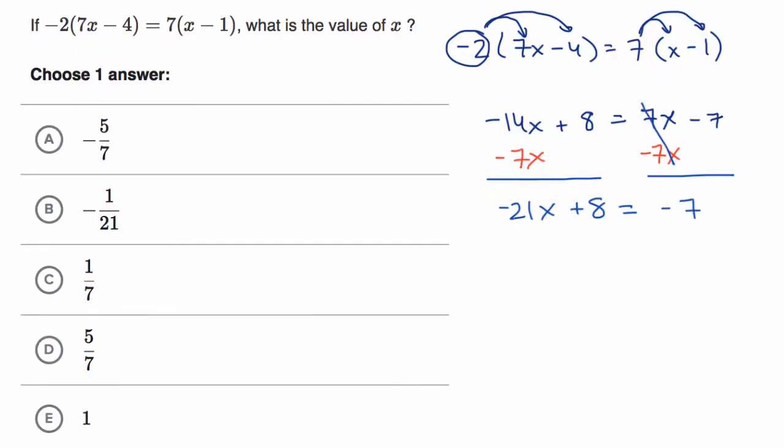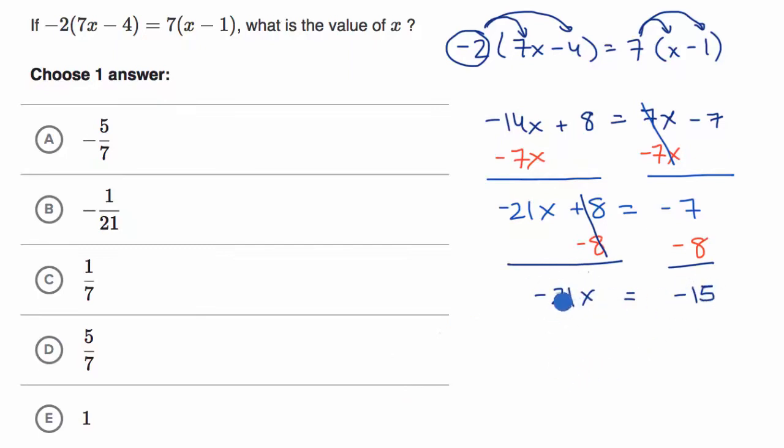And now we want to get rid of this positive 8 on the left-hand side. Well, we can subtract 8 from the left, but if we do that, we have to subtract 8 from the right as well. And so this is going to give us, on the left-hand side, we have negative 21x. These cancel out. That's equal to negative 7 plus negative 8 is negative 15. So now all of our x terms are on the left-hand side, and it's very simplified, and all of our constants on the right.